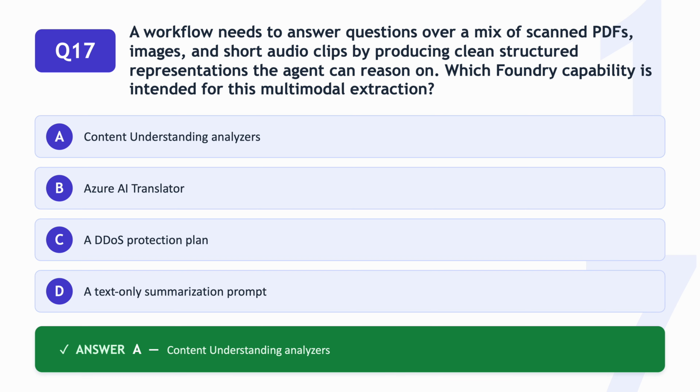Correct answer, A. Content Understanding Analyzers. Why A is correct? The key clues are scanned PDFs, images, short audio clips, produce structured representations, enable downstream agent reasoning. Content Understanding Analyzers are designed to process multimodal content and transform it into structured, machine-readable information that agents can use for reasoning and automation.